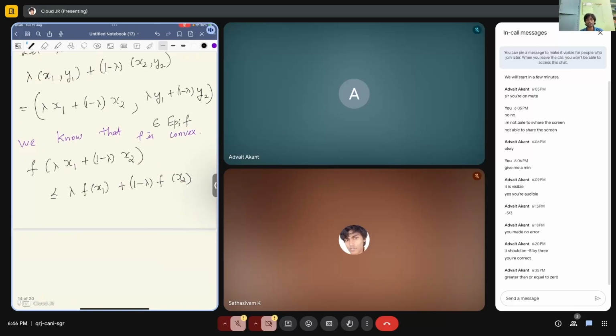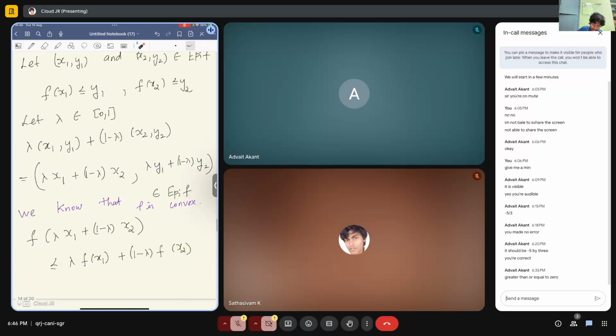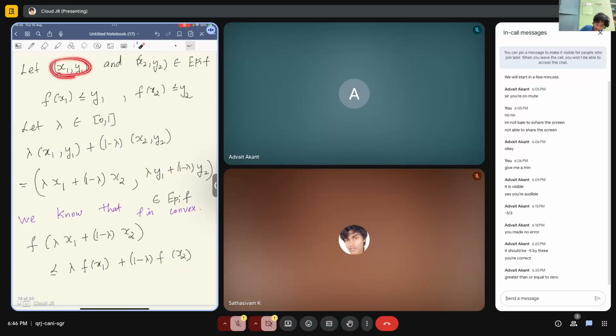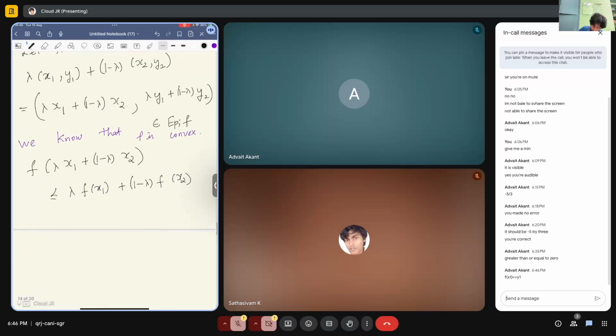So how do you finish here? You have to compare this with this term. The comparison uses the fact that these 2 points belong to the epigraph: f of x1 must be less than or equal to y1, and f of x2 is less than or equal to y2, and we substitute here lambda times y1 plus 1 minus lambda times y2.